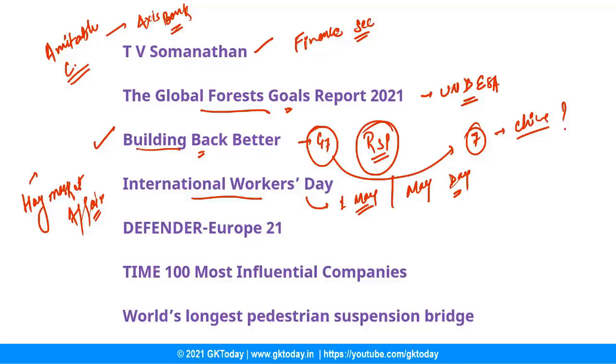Next is Defender Europe 21. So this is the name of exercise which was organized by NATO. NATO is North Atlantic Treaty Organization. So it has launched this joint military exercise Defender Europe, and this was launched in Albania.